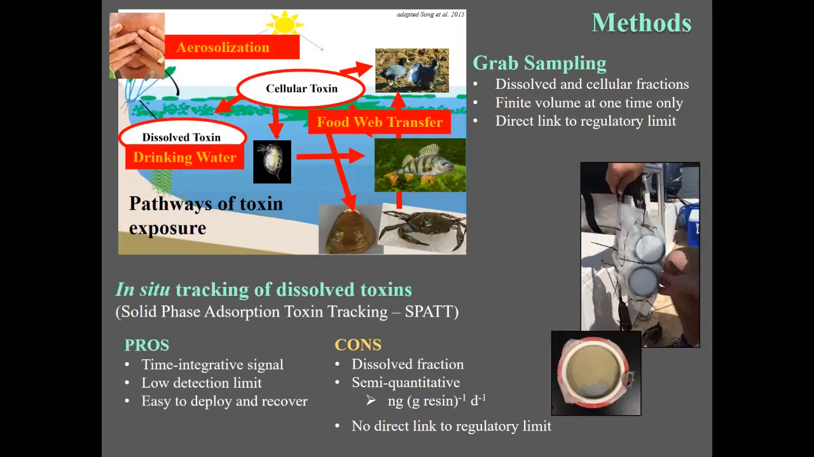The only downside is that you get only the dissolved fraction. And what you get as a result is a semi-quantitative measurement, nanograms of toxin per gram resin per day. So you don't know if you have them out for 2 weeks or 4 weeks, whether that was accumulated within 2 or 3 days during the peak of a bloom or continually accumulated over the entire deployment period. So there's no way of directly linking to regulatory thresholds as you can with grab sampling.